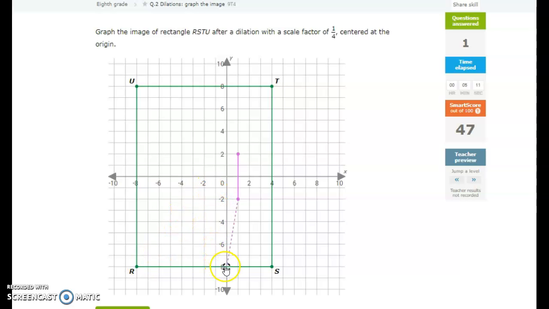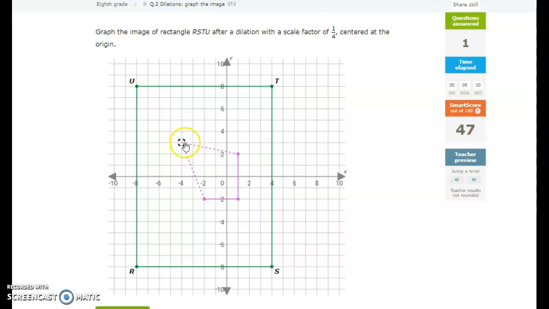Let's look at point R. Point R, we went down 8, over to the left 8, to negative 8. So 8 times 1/4 would be 2. So I'm going to go down 2 and over 2. So it would be my point negative 2, negative 2.